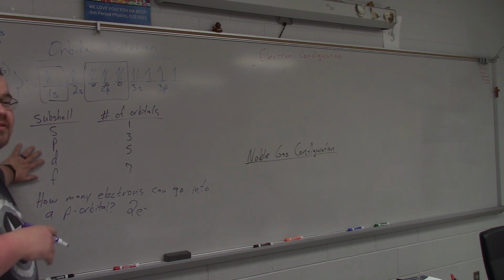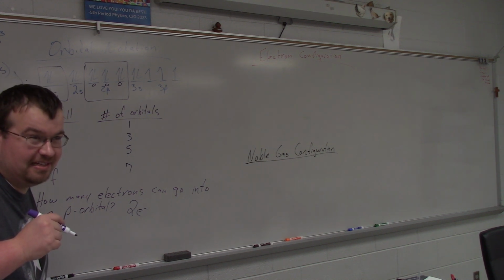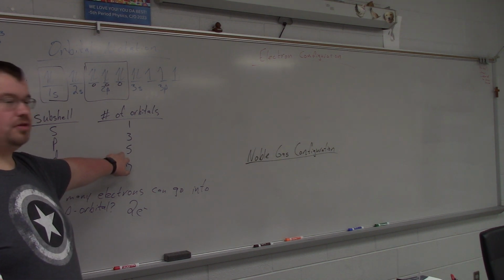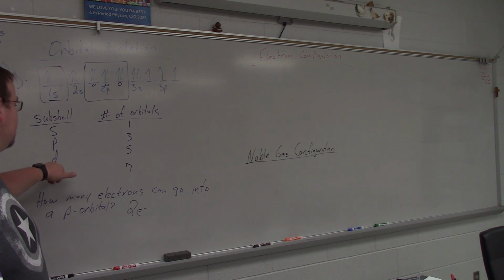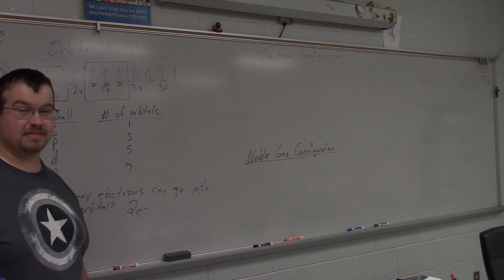How many electrons can go in a d subshell? Ten. You can have 2 electrons in each orbital. A d subshell has 5 orbitals, which means it can hold up to 10 electrons.